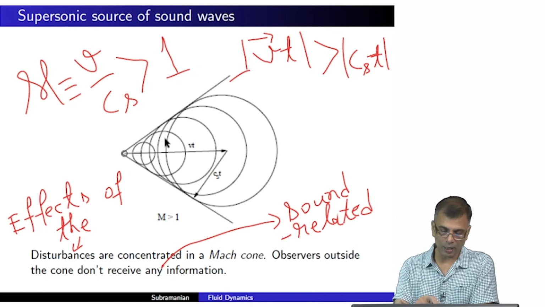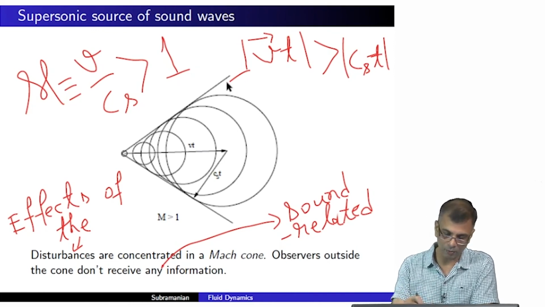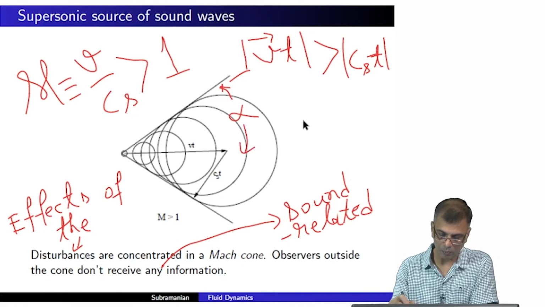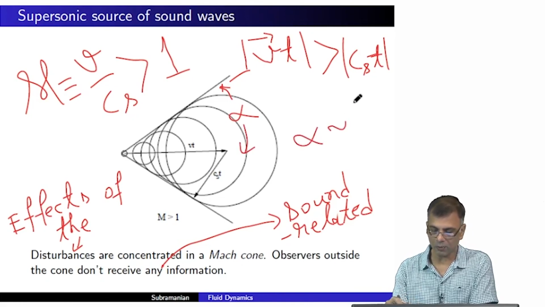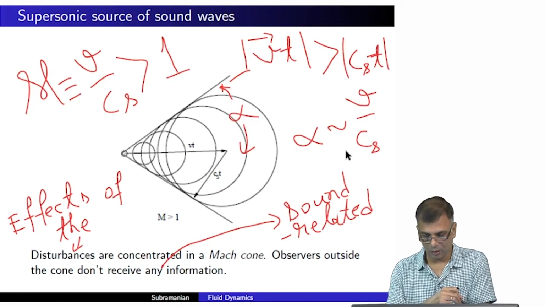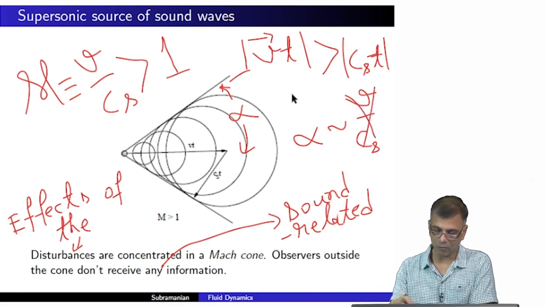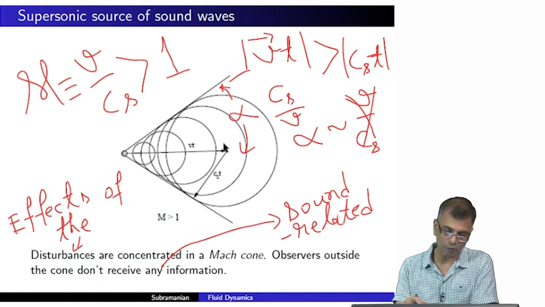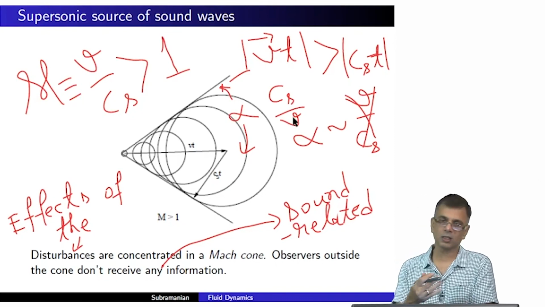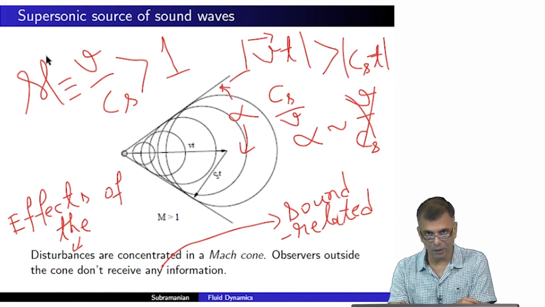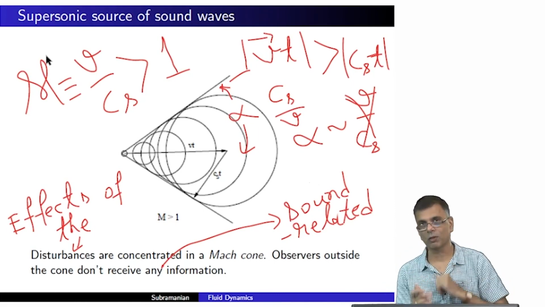The half angle of this cone, let's call it alpha, is approximately equal to V over C sub s. I beg your pardon, it should be C sub s over V, which should always be smaller than 1. And you can verify this for yourself by dropping a perpendicular. So the half angle is something like C sub s over V. In other words, it's approximately the inverse of the Mach number. The larger the Mach number, the more concentrated the cone.